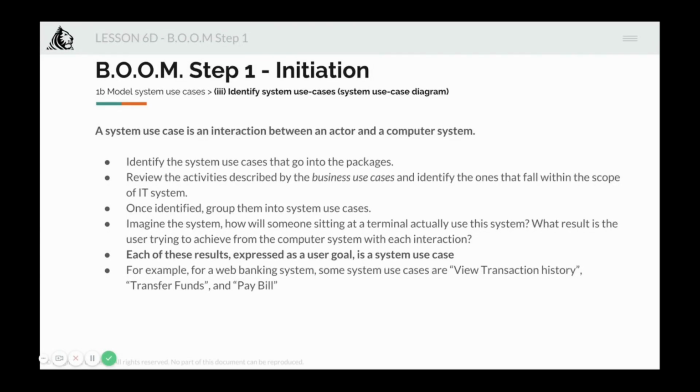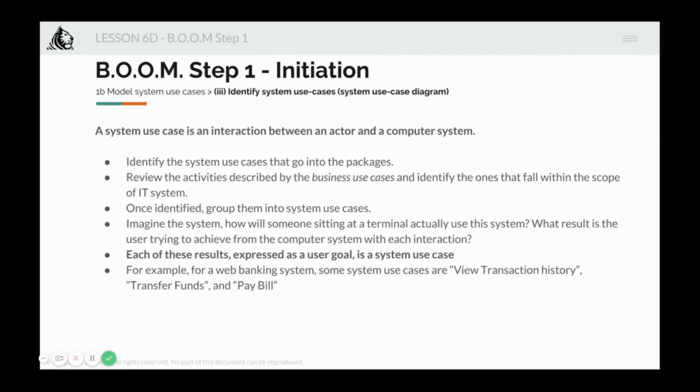So a system use case is an interaction between an actor and a computer system. Okay. And the next step is to identify the system use cases that go into the packages. You do this by going back to the business use cases and reviewing the activities they describe. Okay. First, try to determine with stakeholders which of these activities fall within the scope of the product itself. Where things are currently being done manually, you are looking for activities that could be either fully or partially automated by the product that you're building. Where things are being done using product or technology, you are looking for opportunities for improvement, right?